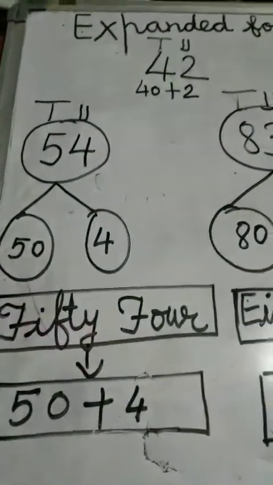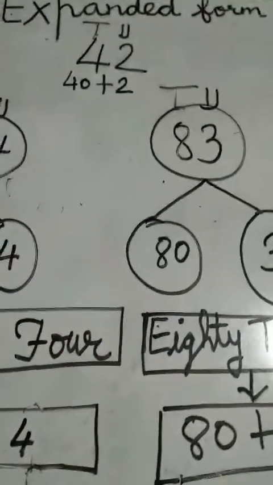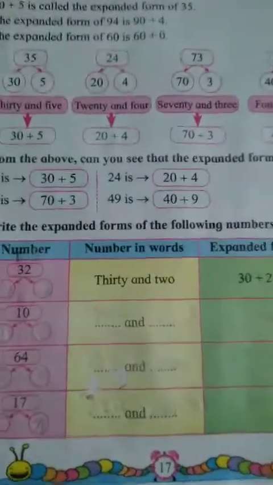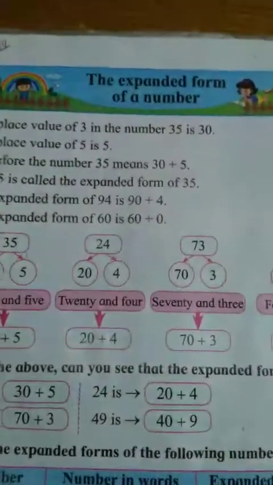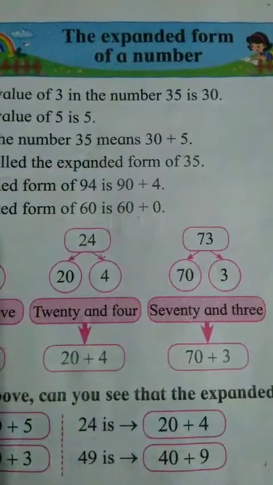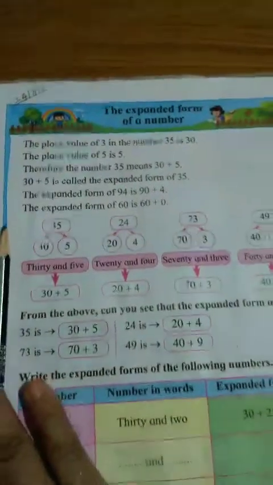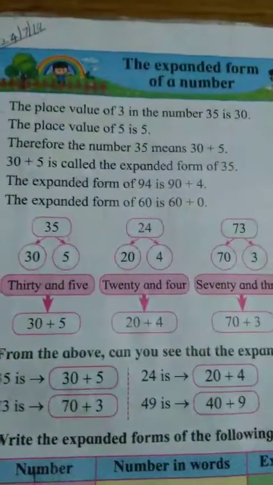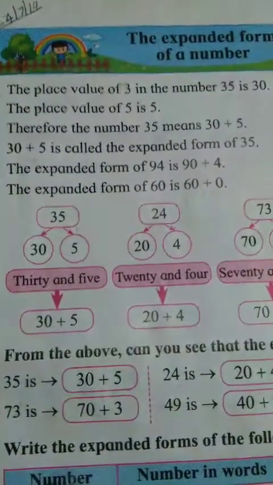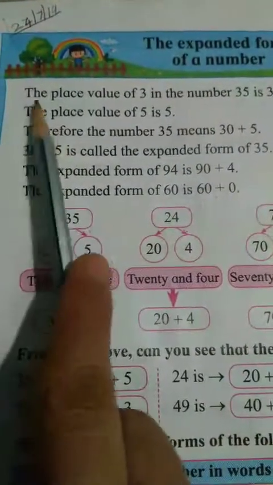Now we are moving forward in our textbook. So children, open your maths textbook. See page number 17. Page number 17. And see the expanded form of a number. Now children, I am reading the information that is given. You have to keep your finger and read it in your mind with me.